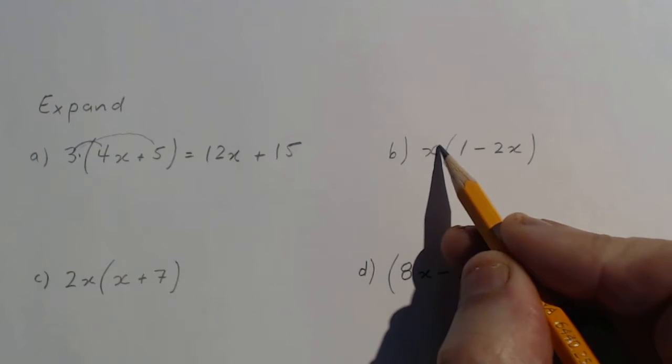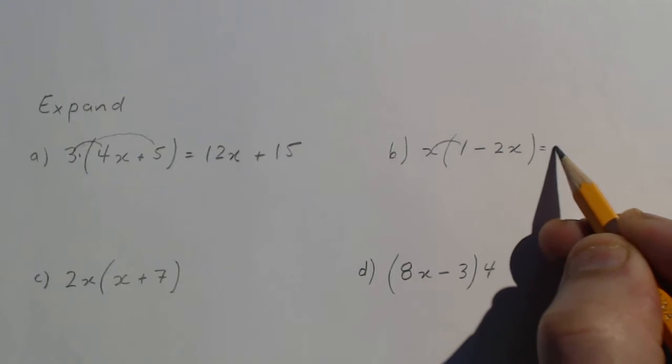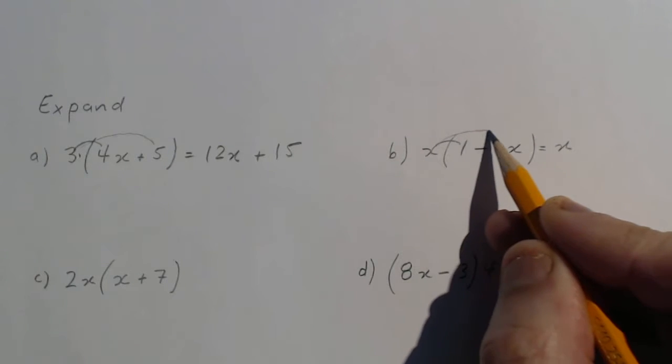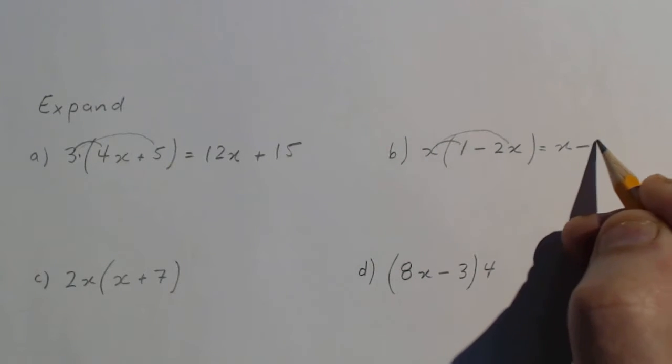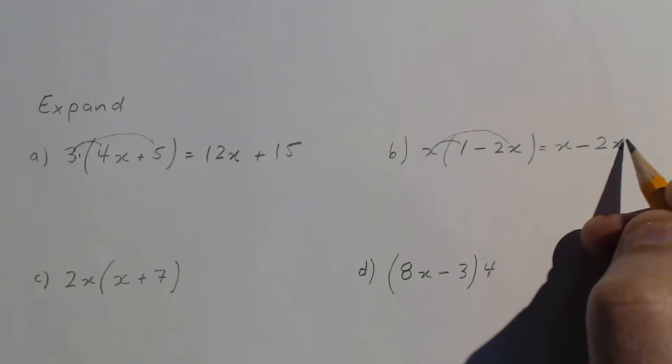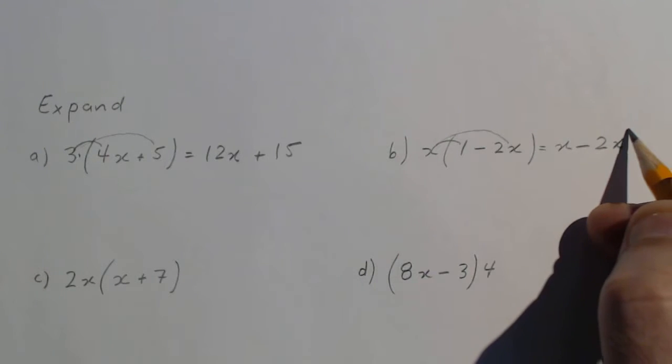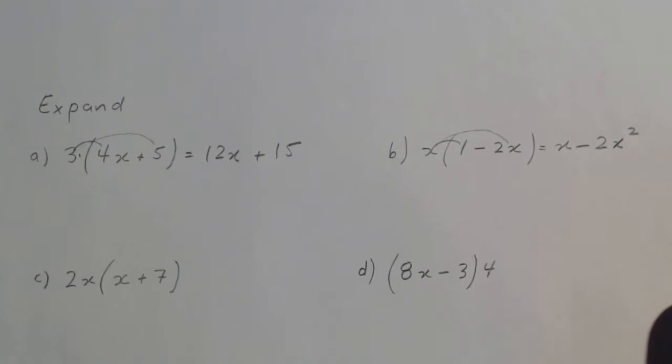Number B, x times 1 gives x. x times minus 2x gives minus 2x. x times x, you know, gives x squared. So it's minus 2x squared.